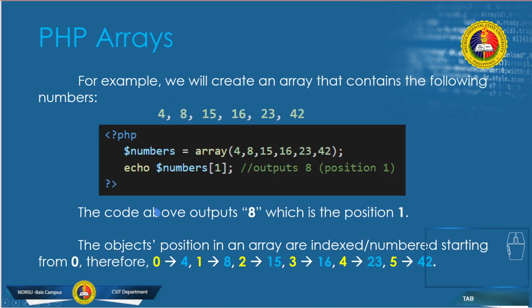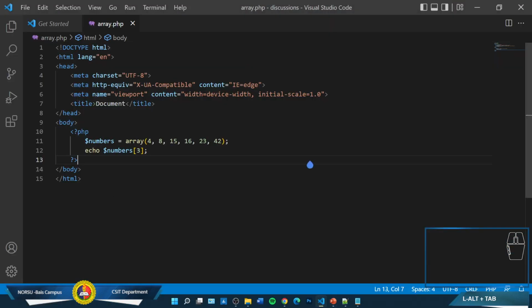In this example, we write 1, meaning index 1, and it outputs 8, because the objects positioned in an array are indexed or numbered starting from 0. So in this example, 0 is 4, 1 is 8, 2 is 15, 3 is 16, 4 is 23, 5 is 42. So to display 15, what would be the index number? 2.